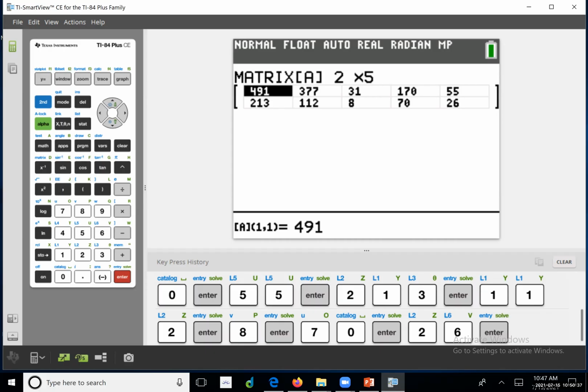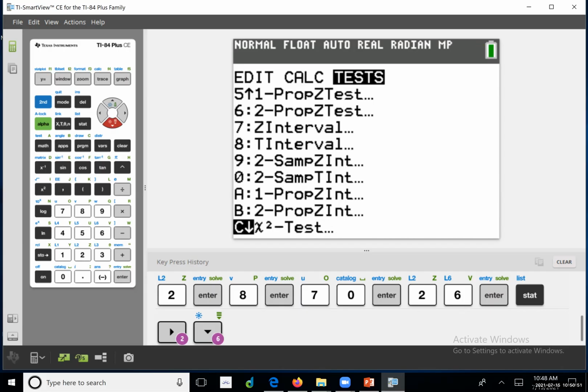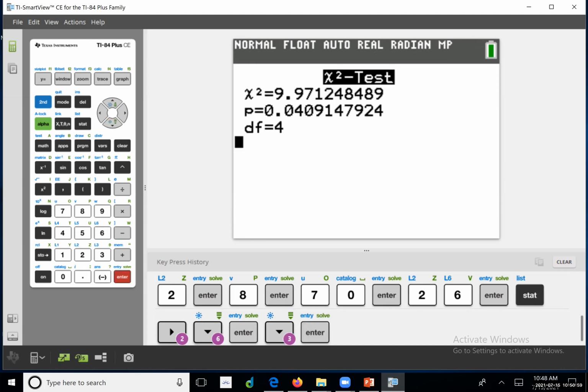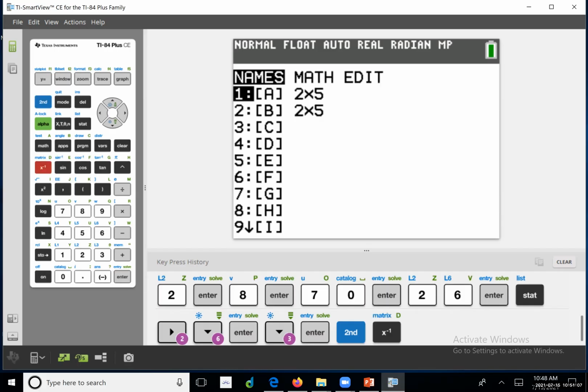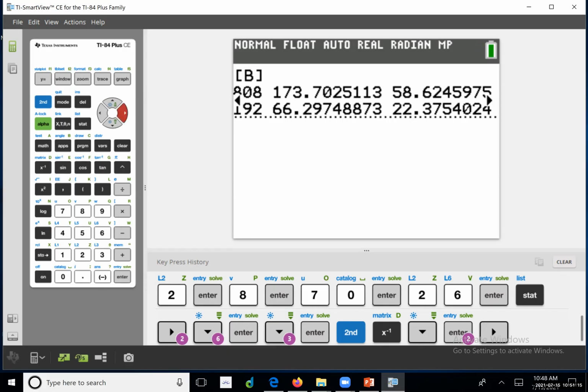Okay, so you entered it here. You don't need to enter anything for B. It's going to generate B later when you call the command. So you go to test, you go to chi-square test, observed A, expected B, calculate. And here's the p-value you have. In order to see if the expectation is above 5, you can go to B now, and you see that B is all big numbers. Everything is above 5.